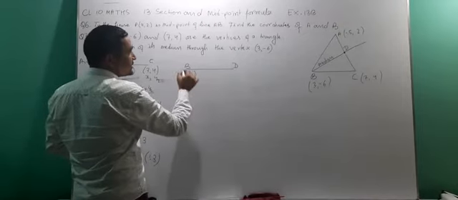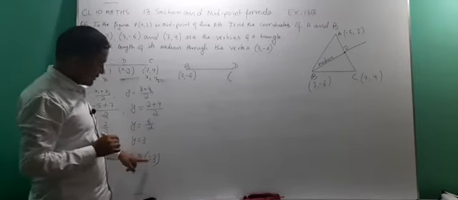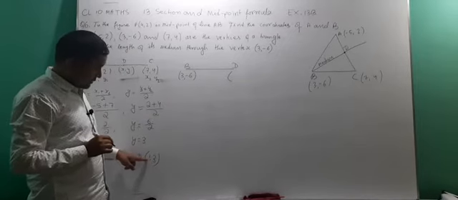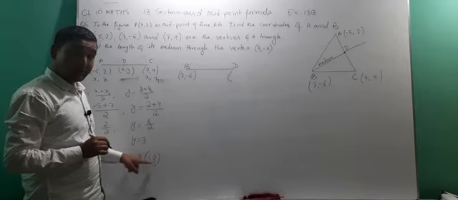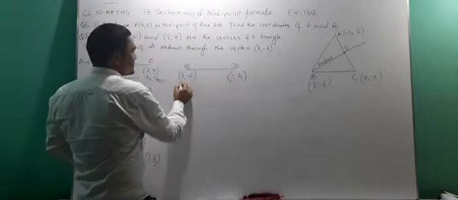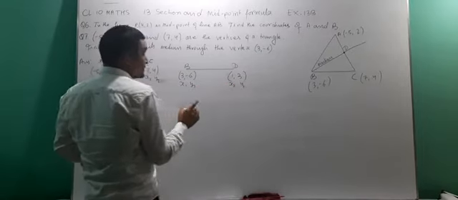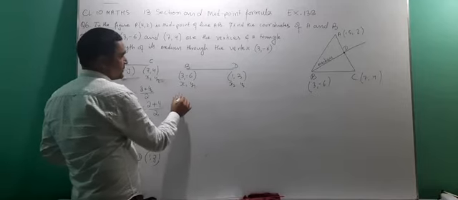B is how much? (3, -6). And D is how much? We got the coordinate of D just now. Coordinate of D is (1, 3). Now mark this as x1, y1, and this as x2, y2. Let's use the distance formula.